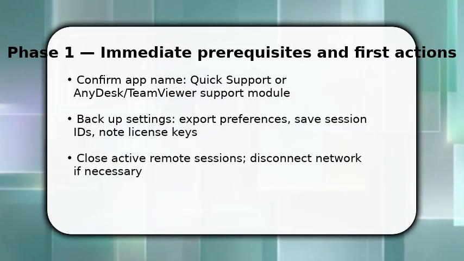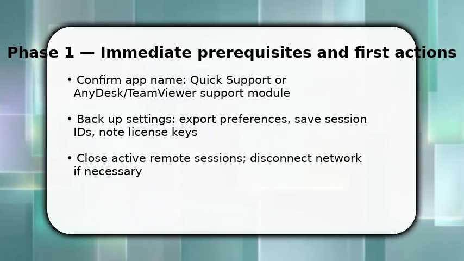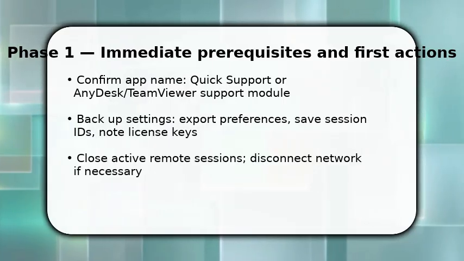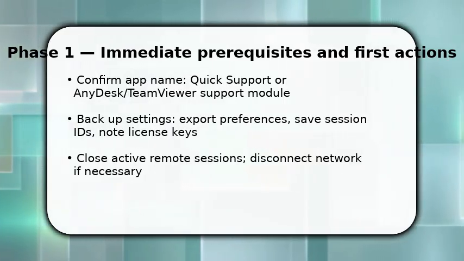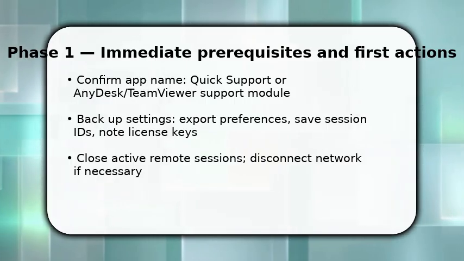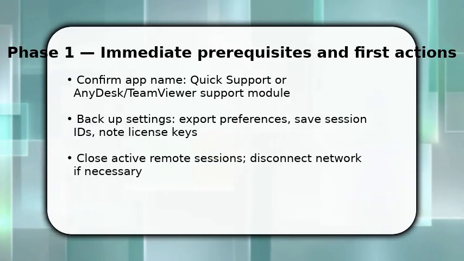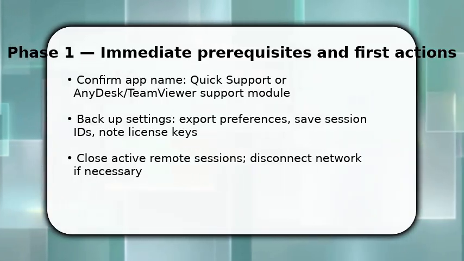You start by confirming precisely which quick support module you have, because uninstall paths differ across builds. Once identified, export settings and note any license or ID numbers, since removal can erase them. Close all active remote connections and stop the service. This prevents files from being in use.